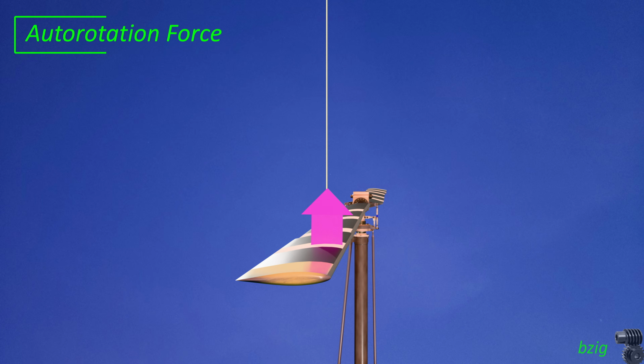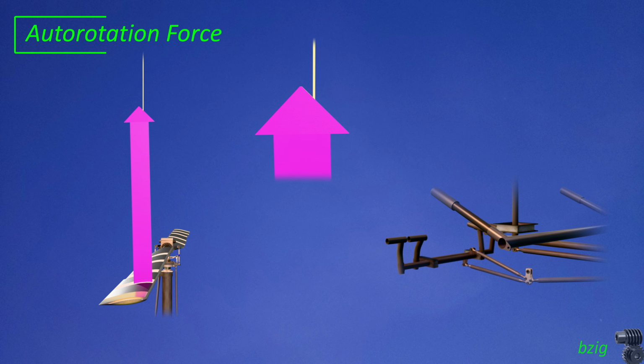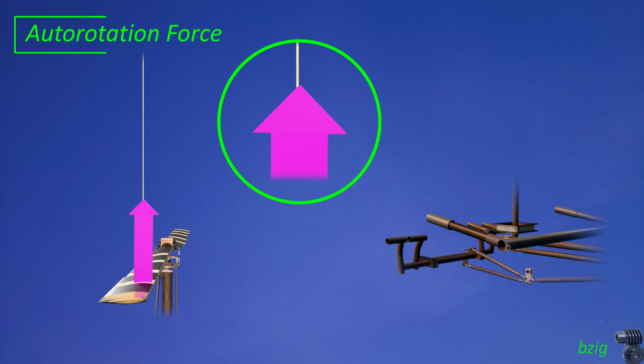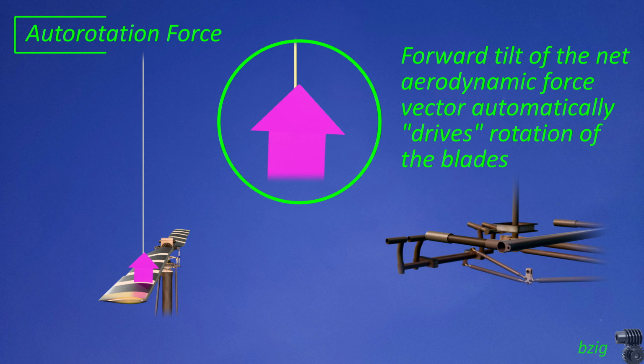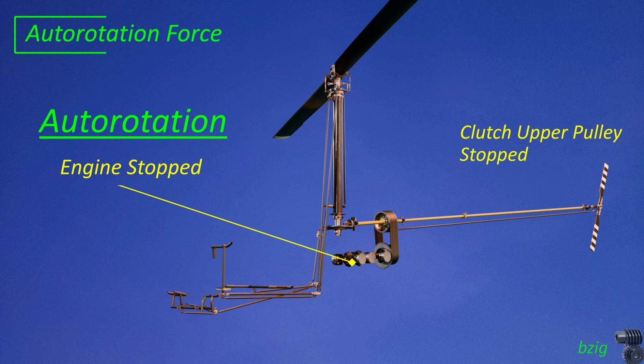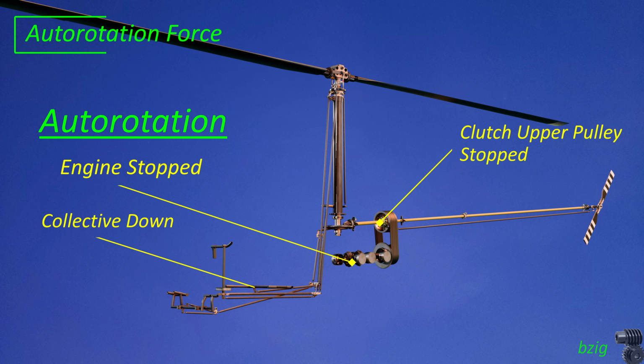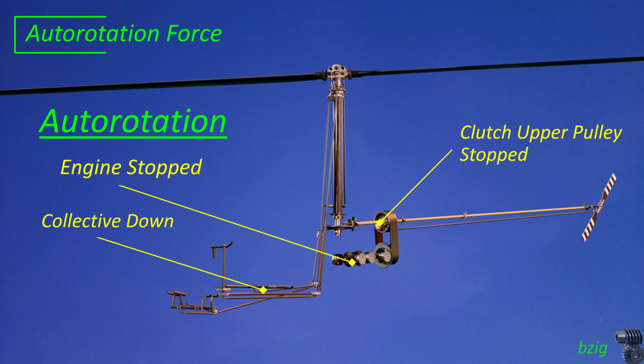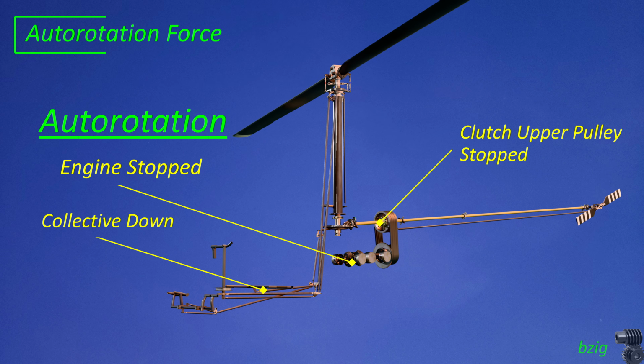about the net aerodynamic force is that it can also tilt forward. At low collective pitch settings, the vector tilts forward to vertical. This means the horizontal component is no longer creating drag. Instead, it's now creating a driving force that motivates blade rotation. This driving force allows helicopters to auto-rotate, meaning rotation of the blades is no longer driven by the engine. Instead, rotation is automatically driven by the forward tilt of this net aerodynamic force.